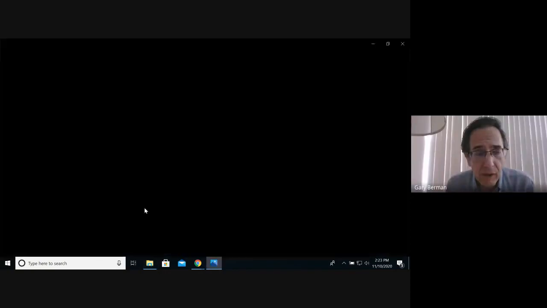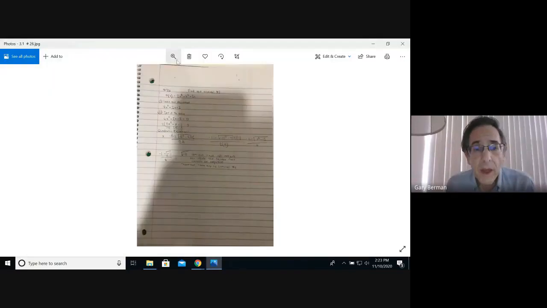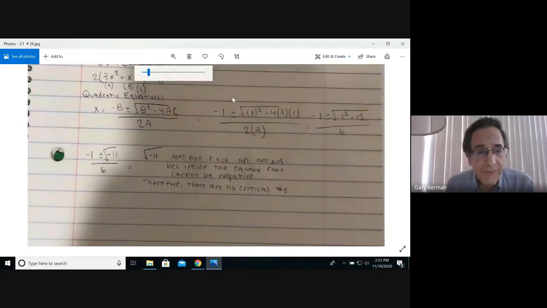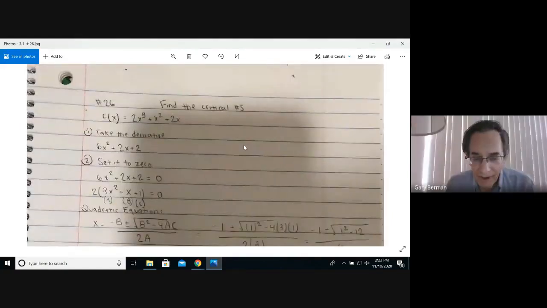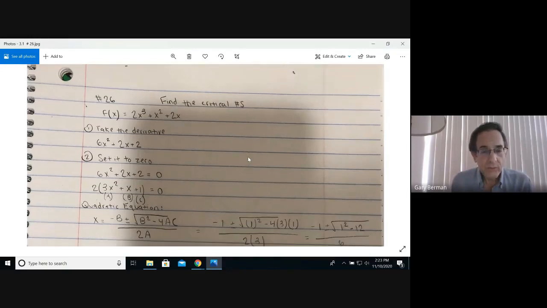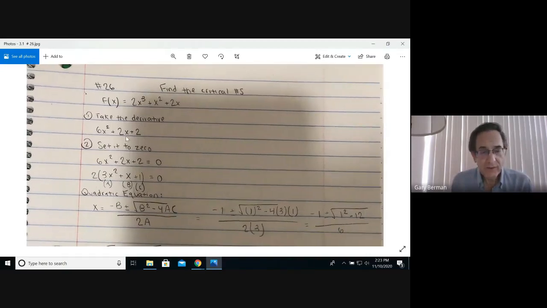Okay, and you also did number 26, the one after it. Okay. All right, so here they give you this function, 2x cubed plus x squared plus 2x. Same story, find the critical points. So you went ahead and took the derivative.